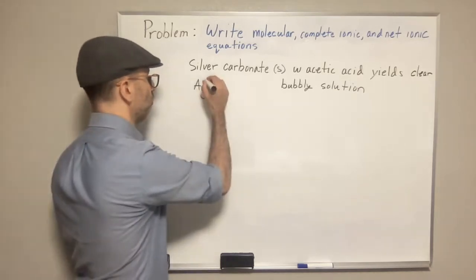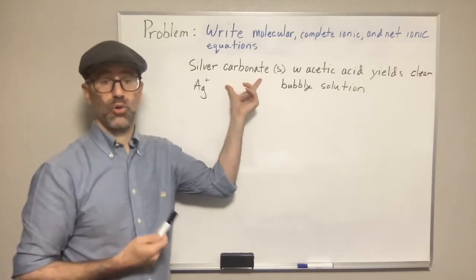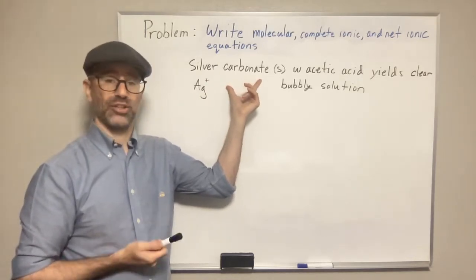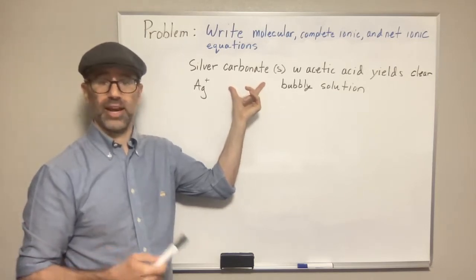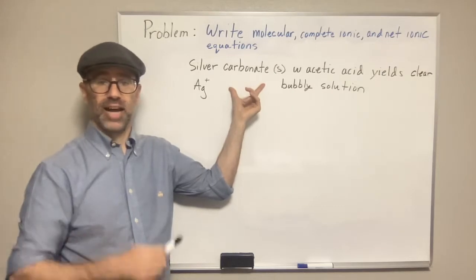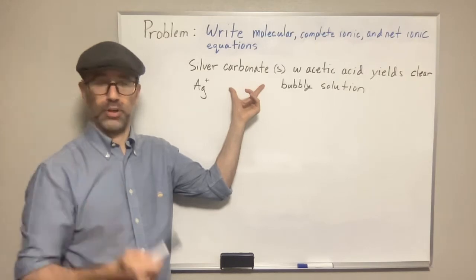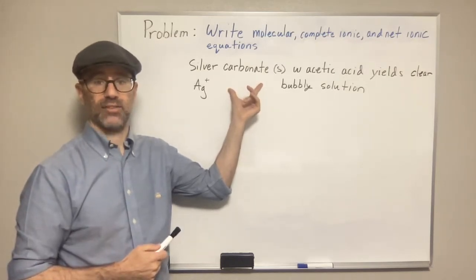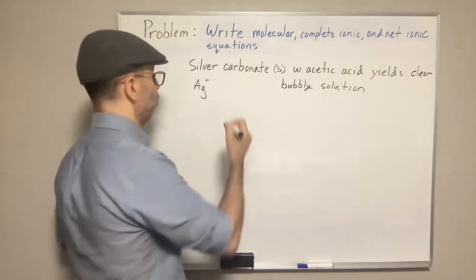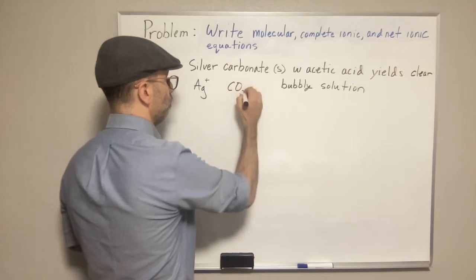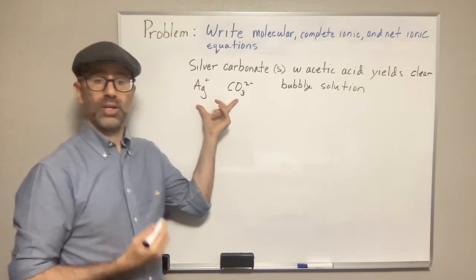So silver has a +1 charge, and then carbonate is a polyatomic ion. You just need to know what the polyatomic ions are and their charges. Your teacher probably gave you some sort of handout or sheet of paper that has the common polyatomic ions on it. You probably need to memorize those. I have a video or a couple of videos on memorizing the polyatomic ions. I'll link those in the description as well. So carbonate is going to be CO3 with a 2- charge.